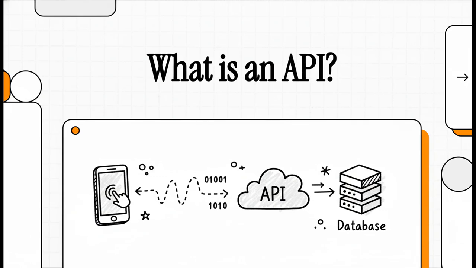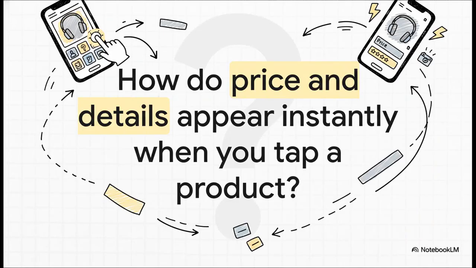All right, let's pull back the curtain on some of that invisible magic that powers, well, pretty much every app you use. We're going to talk about APIs, these secret little conversations that are happening behind every single tap on your screen. I mean, think about it, right? You're just scrolling, you see a pair of headphones you kind of like, you tap it, and bam! Instantly you've got the price, the description, photos, the whole shebang. How does that happen so fast? That is the exact question we are going to dive into today.